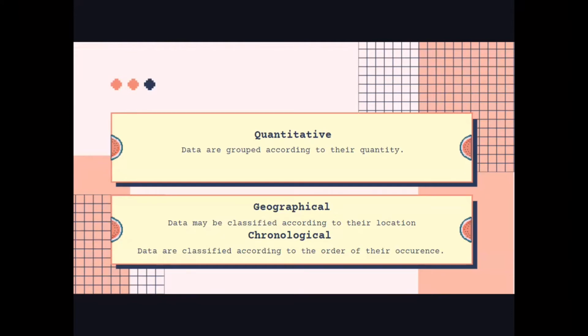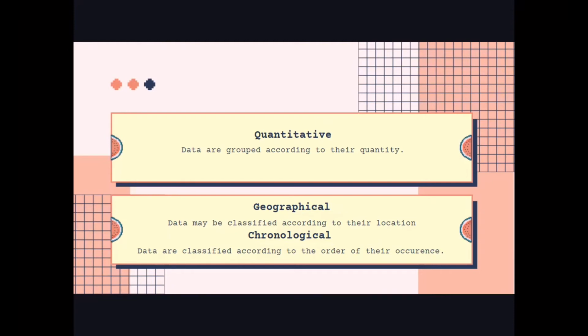We also have geographical. Data may be classified according to their location. For instance, the schools in the secondary level in Province A may be grouped by district as District 1, District 2, District 3, etc. Lastly, we have chronological.